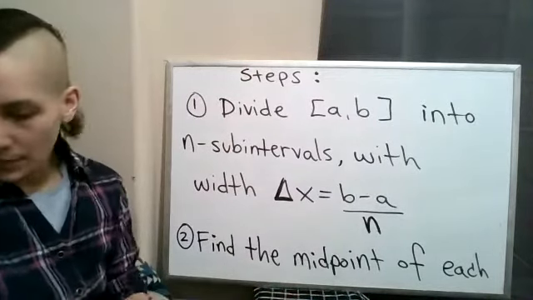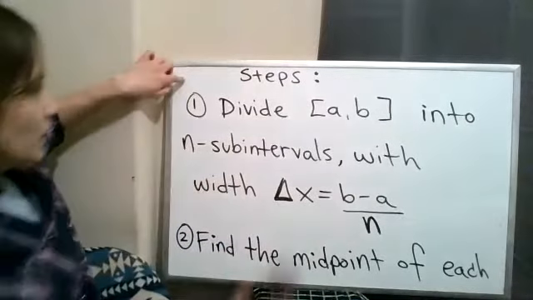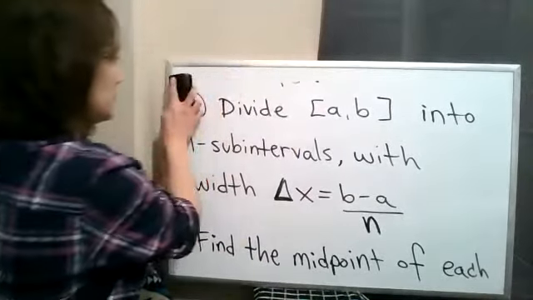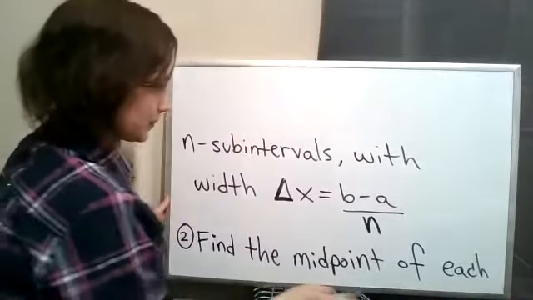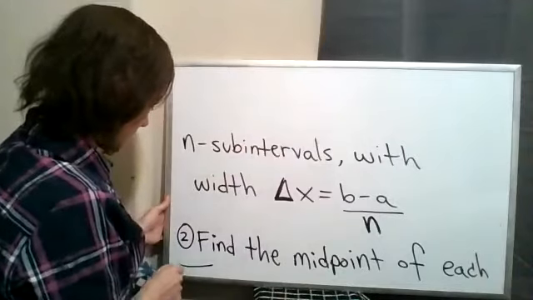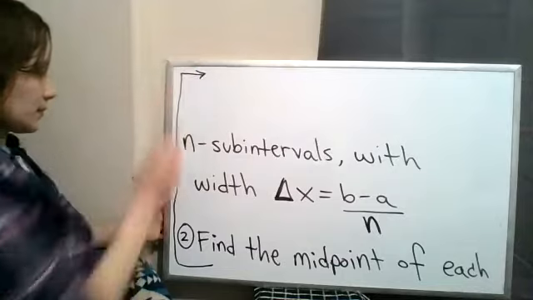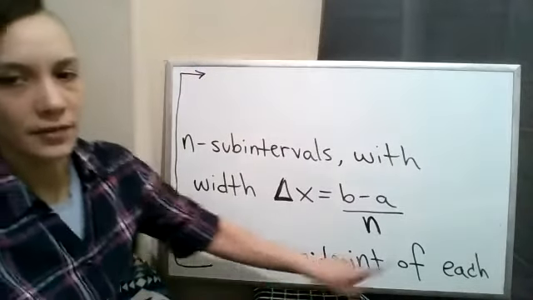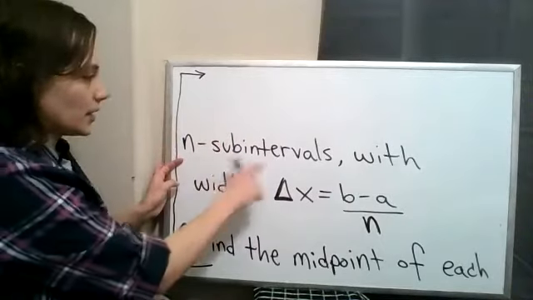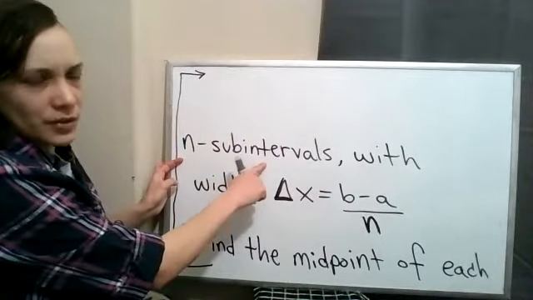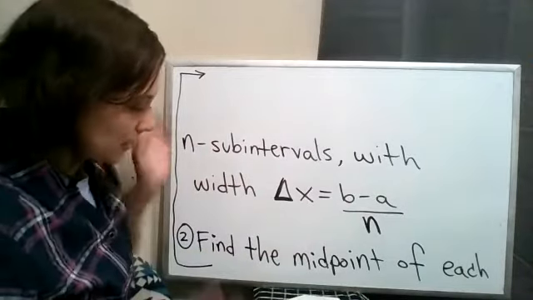So keep on continuing this back to the top. Okay, so find the midpoint of each of the intervals of the n intervals. And you don't have to be that great.